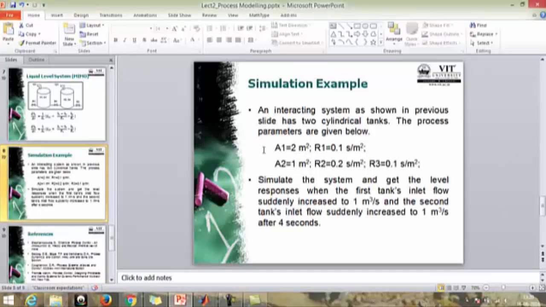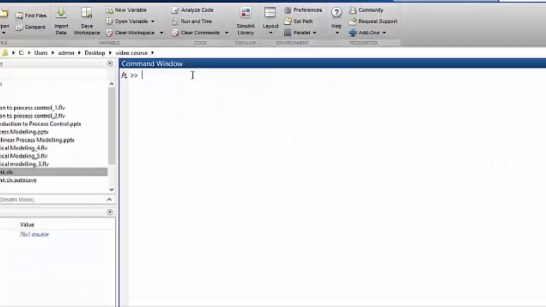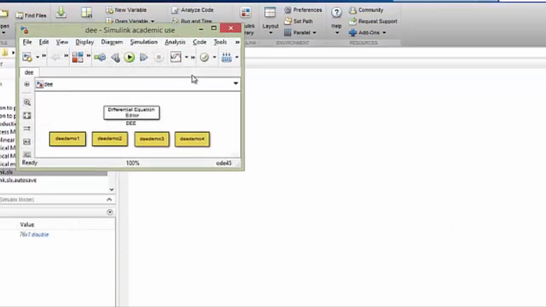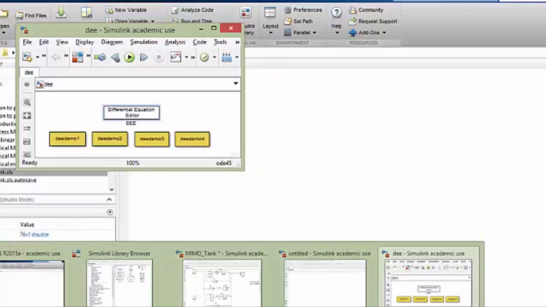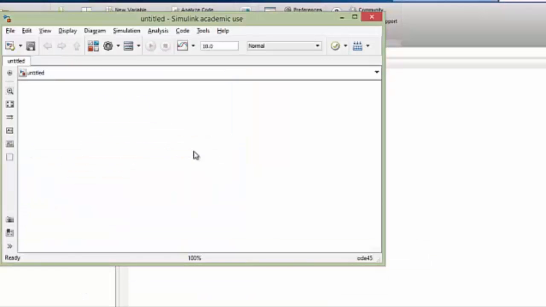Now the same problem statement we will try to simulate using a differential equation editor. For this, go to the command window and type DEE. This will open the differential equation editor window. You have to take this differential equation editor to your model building environment, and then we can go into the block and modify the parameters.